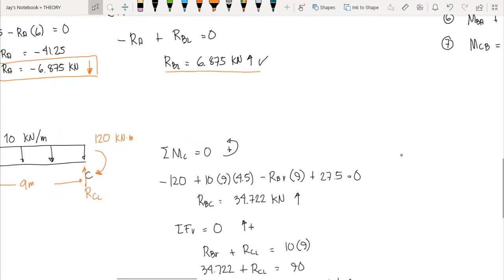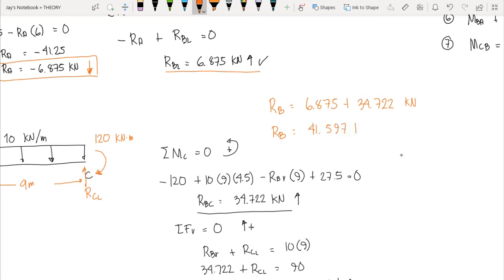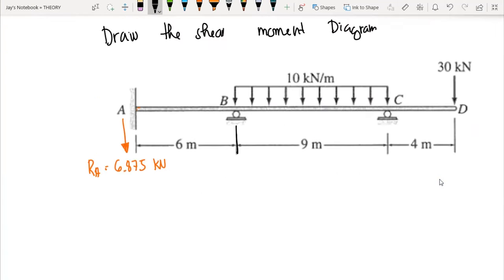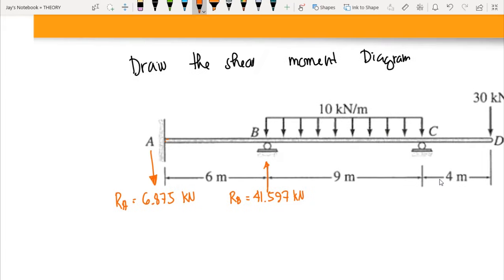So by looking at this value, we have RBL and RBR already computed. Therefore, RB is equal to 6.875 plus 34.722 kilonewton. So our RB here is equal to 41.597 kilonewton. So this is now the reaction at B, which is going upward, and that is 41.597 kilonewton. And don't forget our moment here, which is moment AB, equal to 13.75, which is rotating clockwise.